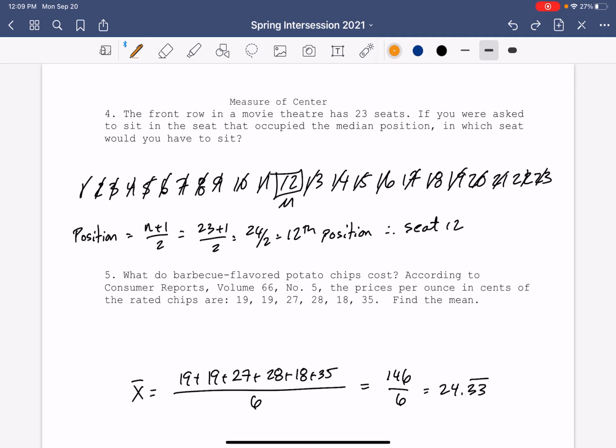Now, some of you watched my YouTube video, and what I did was I wrote the numbers out on the top. And then, based on a formula, I was able to find the position and then identify the answer. Now, if you're confused on what this is, do I have to know this? No. For those who watched the video, this is a very convenient way of knowing where the median is.